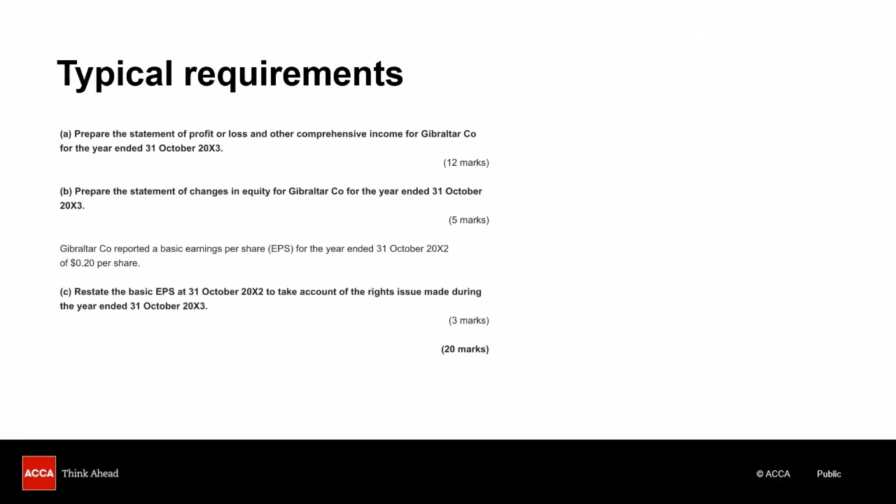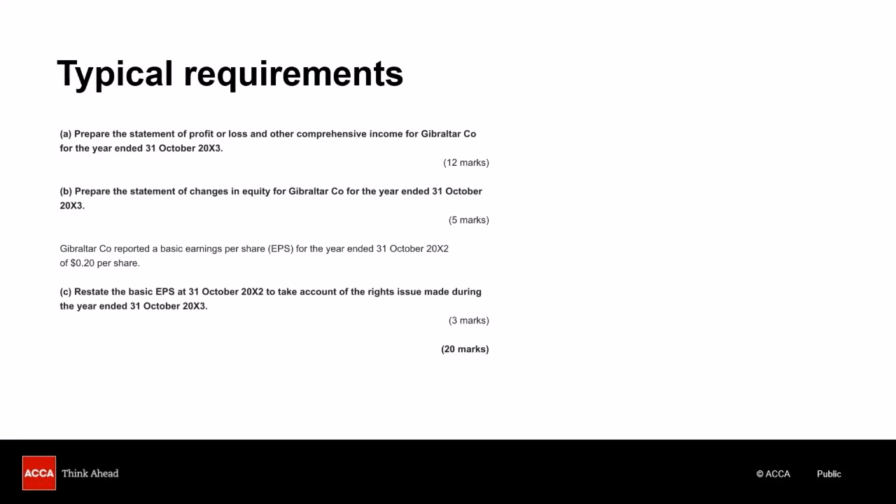Another type of example is which asked for A, prepare the statement of profit or loss and other comprehensive income. Always, while reading the question, be very careful about the marks that have been allocated to it. So 12 marks were allocated. It means that there are going to be some major adjustments. Then it is asking for the preparation of statement of changes in equity. And lastly, it showed that the company reported a basic earnings per share, and the question asks you to restate the basic EPS to take into account a rights issue.